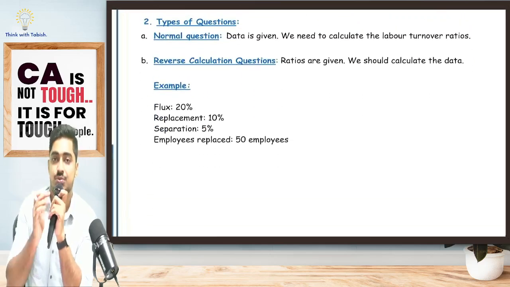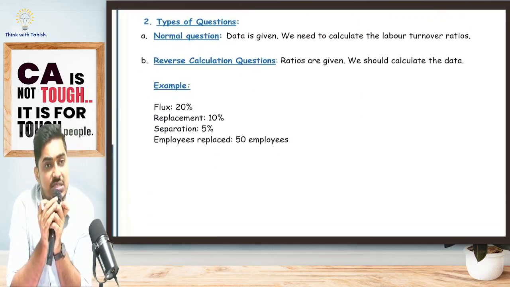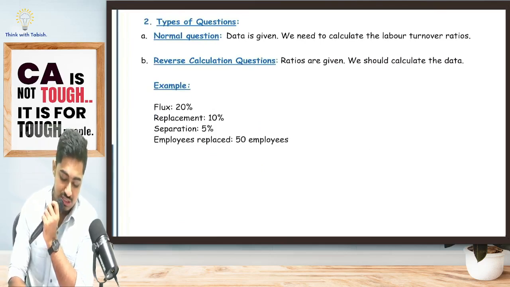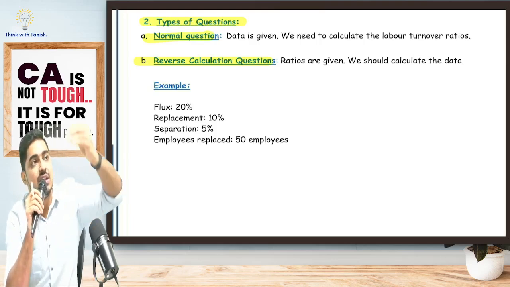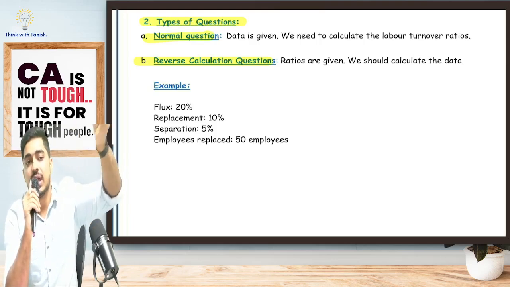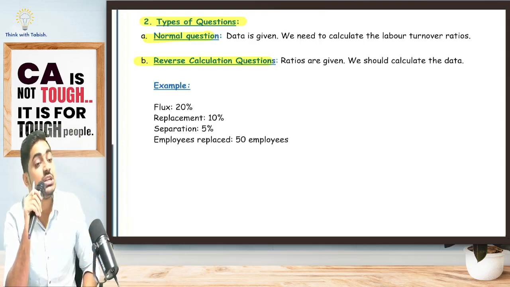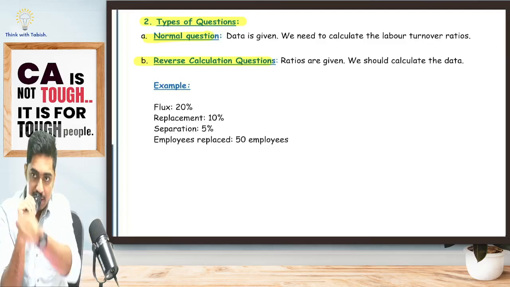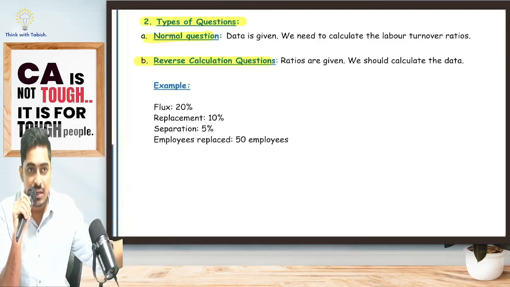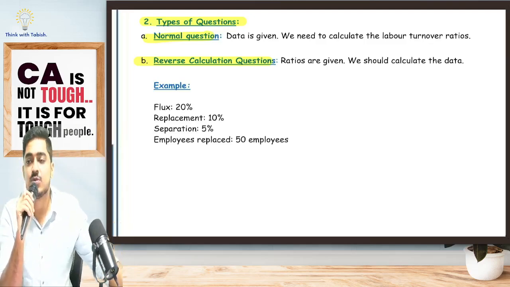Now comes the next point. Sir, how can questions be asked in this, sir? Two different types of questions can be asked: either a normal question or a reverse calculation question. Sir, what is a normal question? They will give us the data and we have to calculate a ratio. What is reverse calculation? They will give us the ratio and we have to calculate the data. Nothing new in this. Yes or no? We have been doing this for a long time.